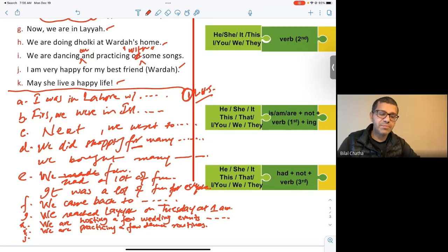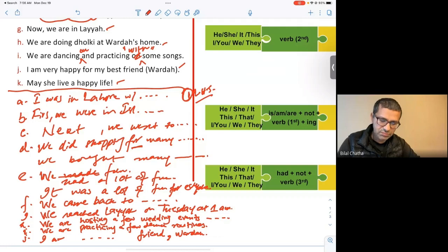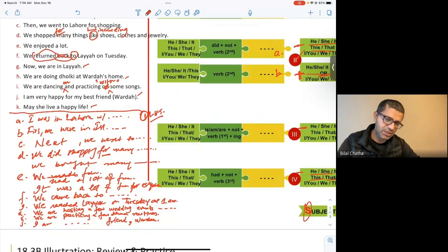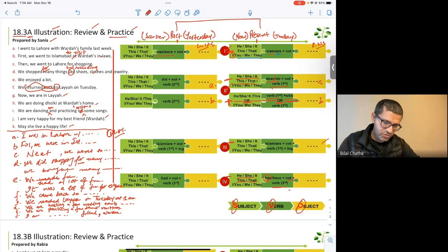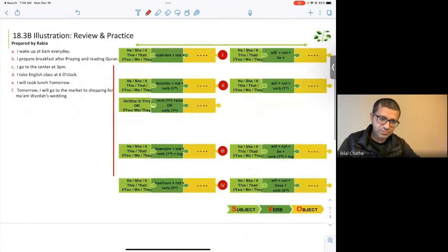Then, where you put parentheses, Saniya, instead of parentheses you can also say: I am very happy for my best friend, and if you use a comma you can say Varda. Okay, sir. Parentheses are fine too, that's fine. And then we have the last sentence: May she live a happy life. So all good there. Let's move on to the next slide.